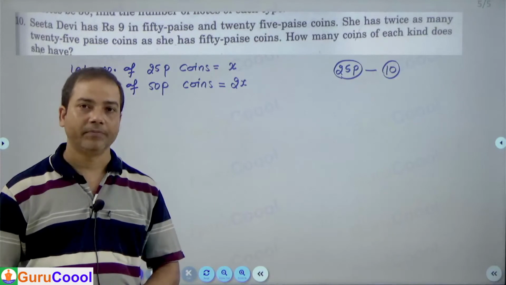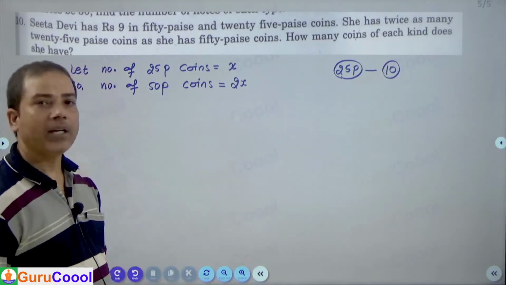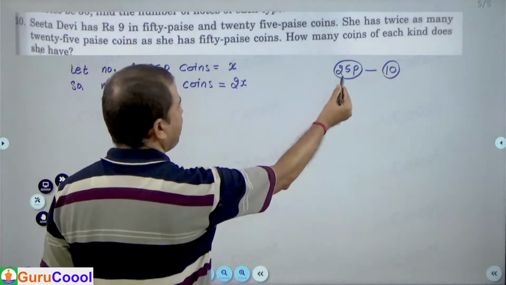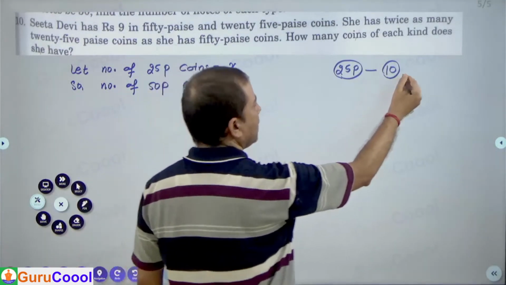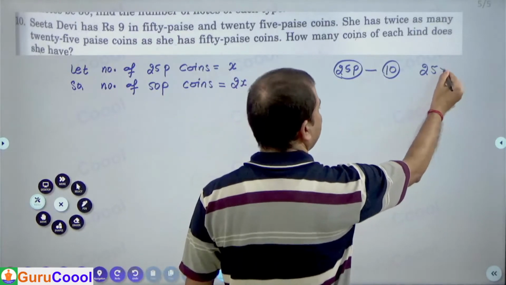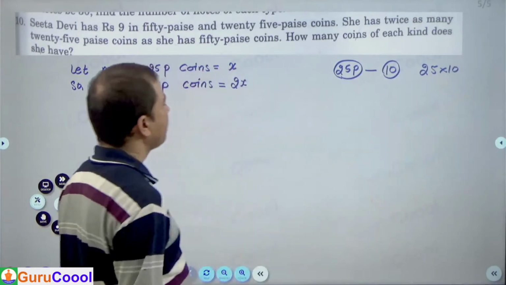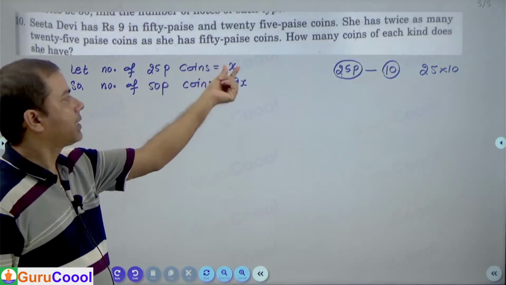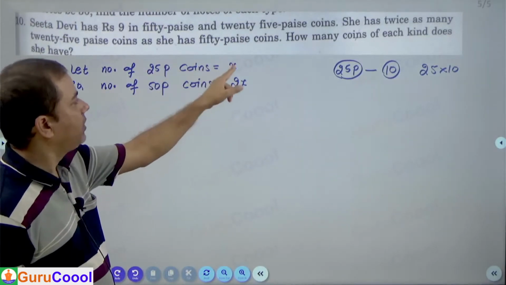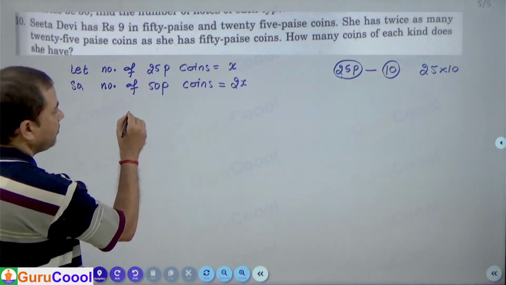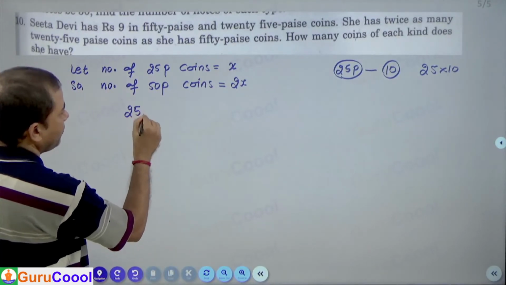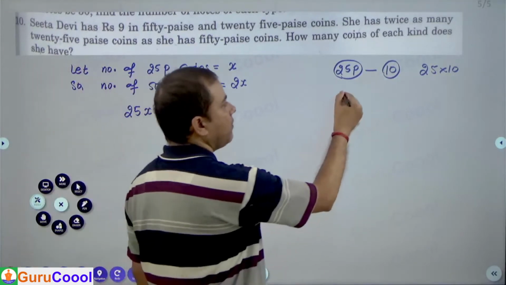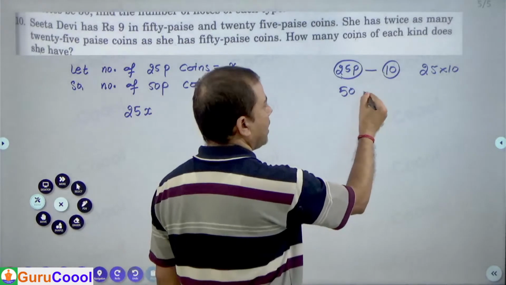What is better? I will make it into paise. Sir, paise is better. Let's make it paise. So 25 paise, 10 coins, you will multiply, right? 25 into 10, correct? So we have 25 paise coins, how many? x. We will multiply 25 into x. Total money is 25 into x.